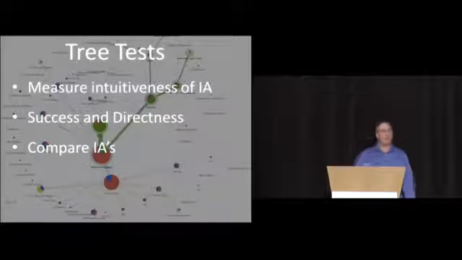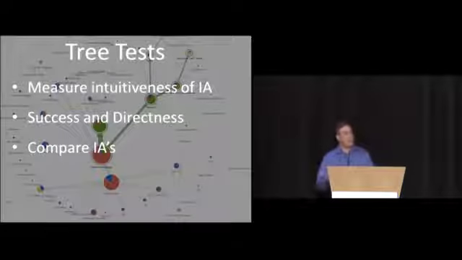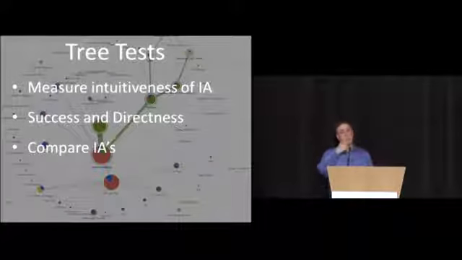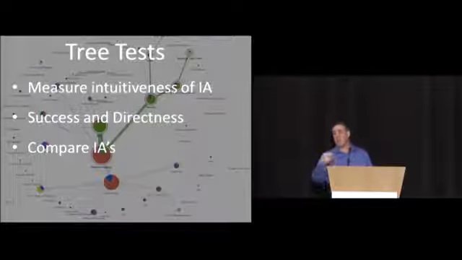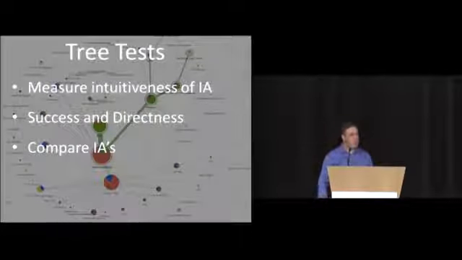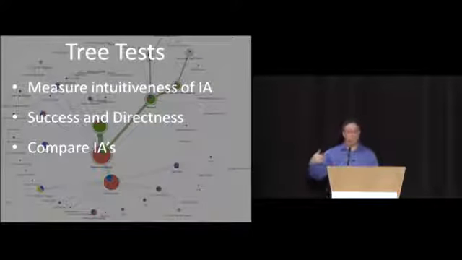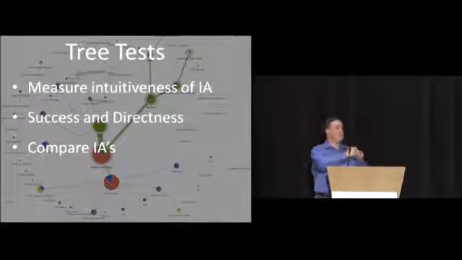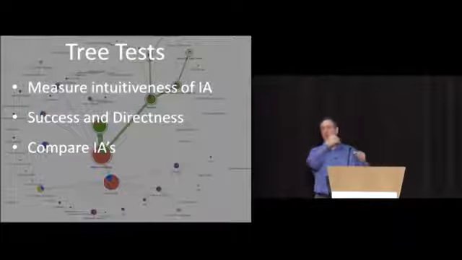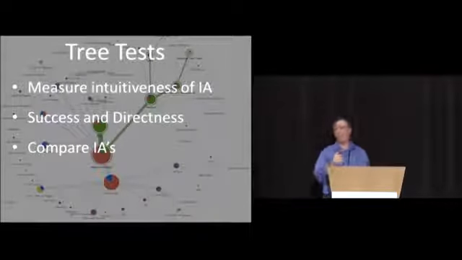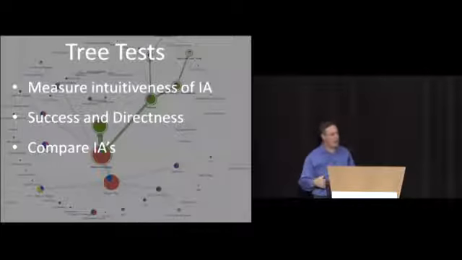Two metrics that are key to a tree test are success, so basically how successful people are once you give them a task at finding where the correct target would be in an information architecture, and the directness, which is basically the path that they took to get there. Did they go up and down, up and down? Jared Spool calls that pogo sticking. So how direct, which is an indication of the intuitiveness.